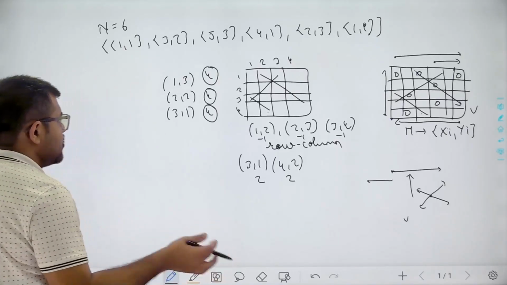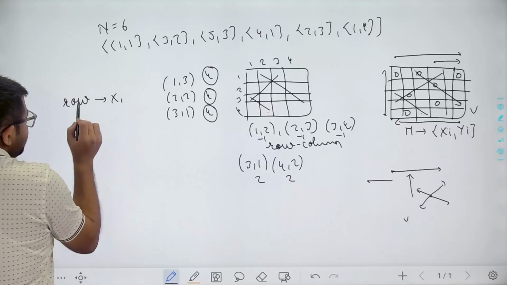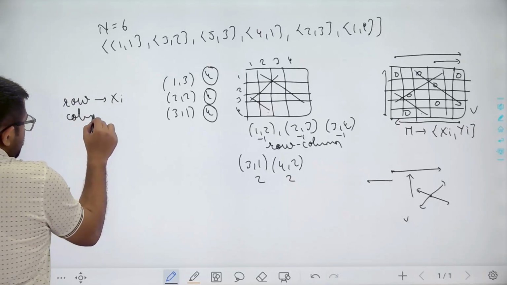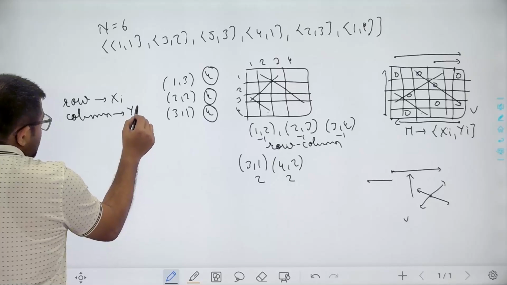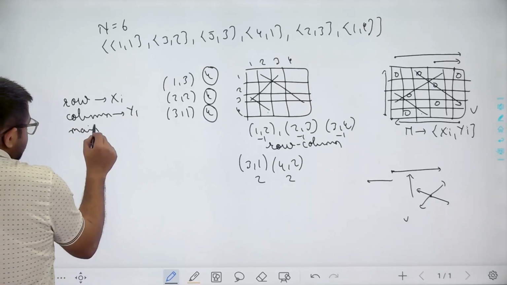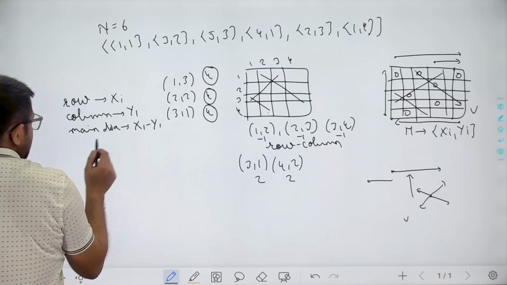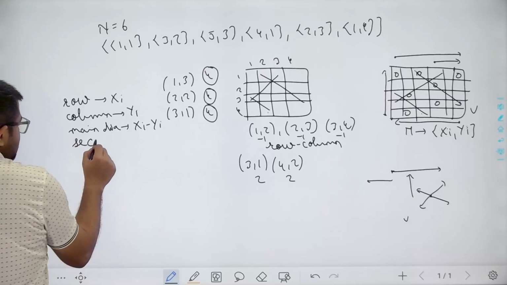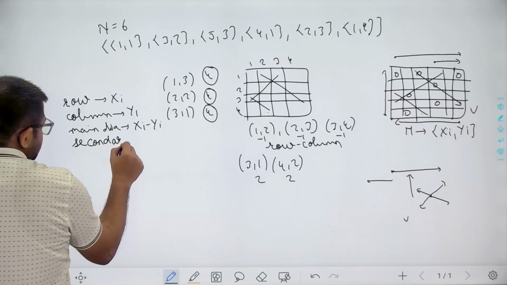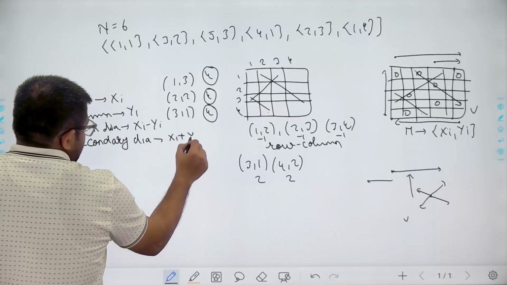So if I just conclude, then two elements are in the same row if they have the same xi value, two elements are in the same column if they have the same yi value, two elements are in the same main diagonal if they have the same xi minus yi value, and two elements are in the same secondary diagonal if they have the same xi plus yi value.